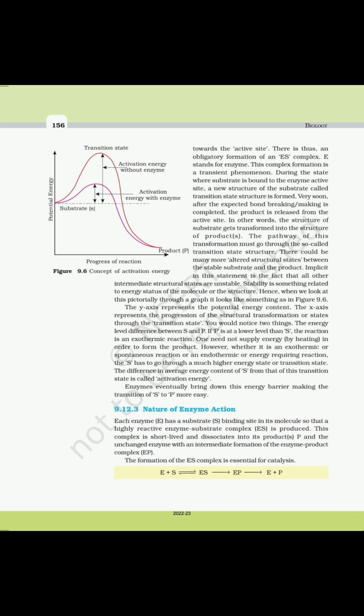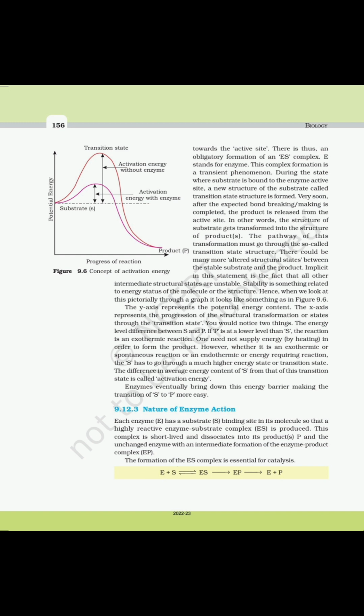The pathway of this transformation must go through the so-called transition state structure. There could be many more altered structural states between the stable substrate and the product. Implicit in this statement is the fact that all other intermediate structural states are unstable. Stability is something related to energy status of the molecule or the structure. Hence, when we look at this pictorially through a graph, it looks like something as in figure 9.6. The y-axis represents the potential energy content. The x-axis represents the progression of the structural transformation or states.